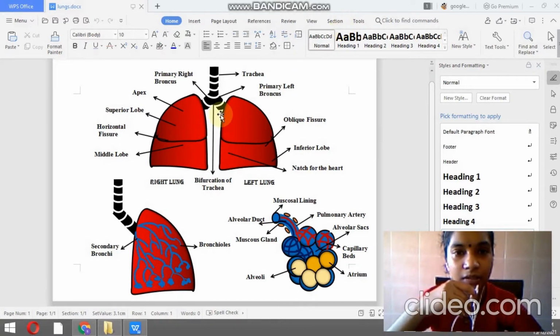The organ that I draw in the software is lung. This is the external part of the lung, and this is the right side of the lung. This is the left side of the lung, and this one is the internal side of the lung, and this one is the alveoli. Now I want to show how I draw the lung organ in the software.